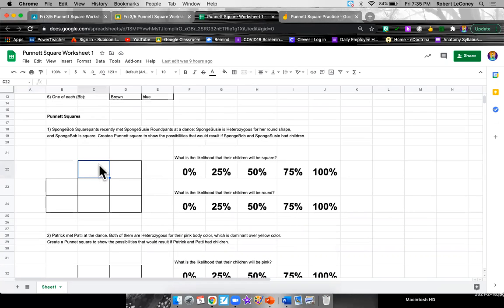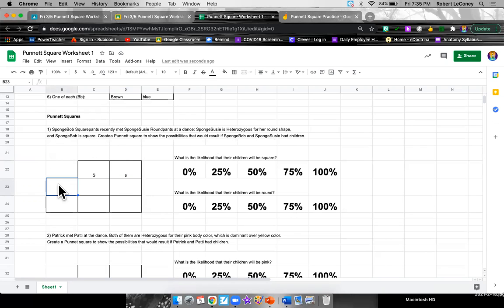So we're going to use S for shape. So she's heterozygous, big S, little s. Big S, little s, right? The dominant one always wins. So whatever she is, she's round. So this is round. SpongeBob is square. That must be the recessive.